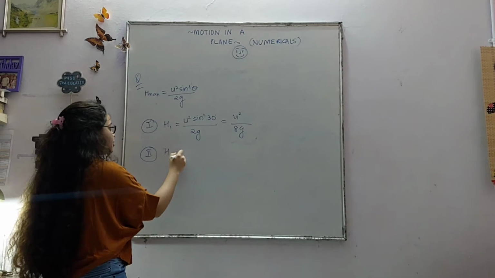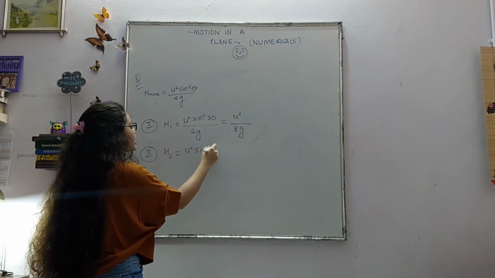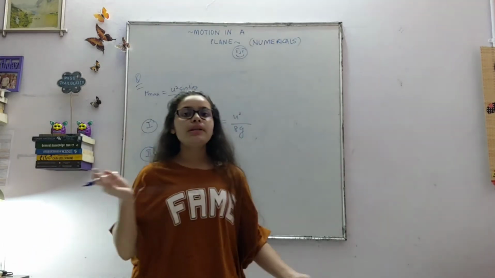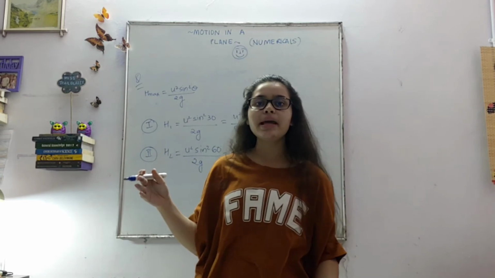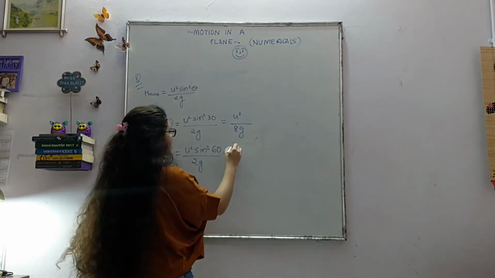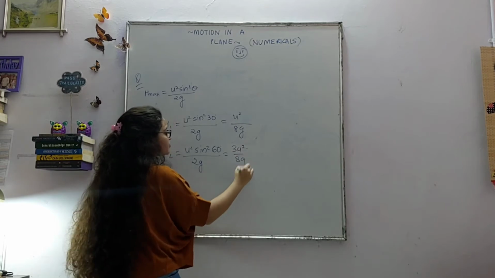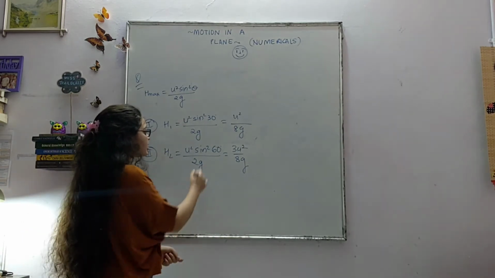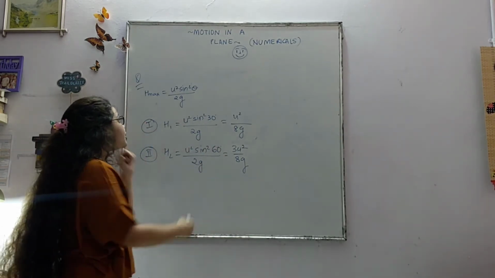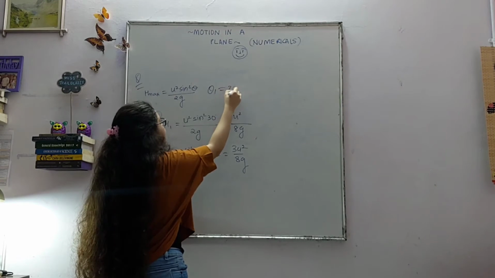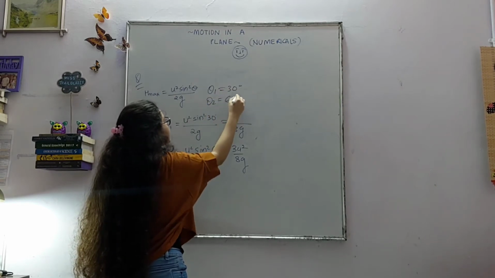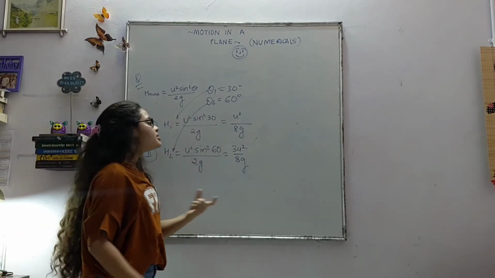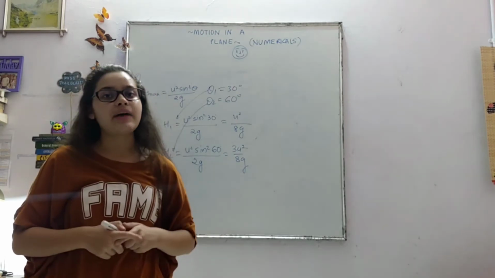In your second case scenario, u square sine square 60 degrees by 2g. What is sine 60? Sine 60 is root 3 by 2, so sine square 60 will be 3 by 4. That is 3u square by 8g. I hope this part is very clear now. Basically, we have just kept the formula as it is and substituted. Theta 1 is given, that is 30 degrees. Theta 2 is given, that is 60 degrees. Keep this in h1, keep this in h2. The rest of the variables remain the same because we have not been given the values.